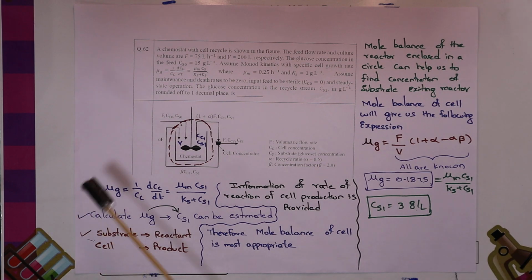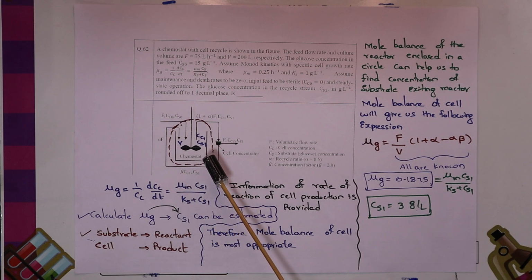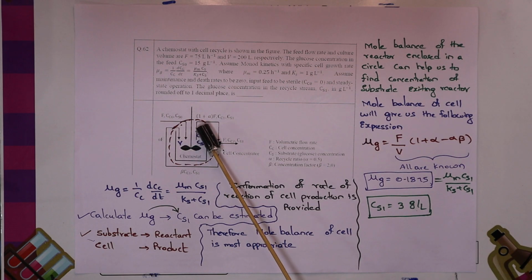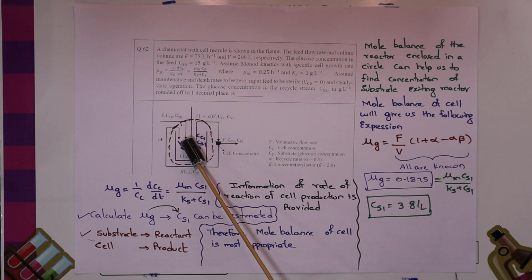This is a very interesting question, question number 62. It's a kind of biochemical reaction happening inside this reactor. This is a chemostat. A chemostat is a reactor where biochemical reactions happen. If you see the reactor, there is the product which is coming out of the reactor, and a part of it is again recycled back to the reactor.